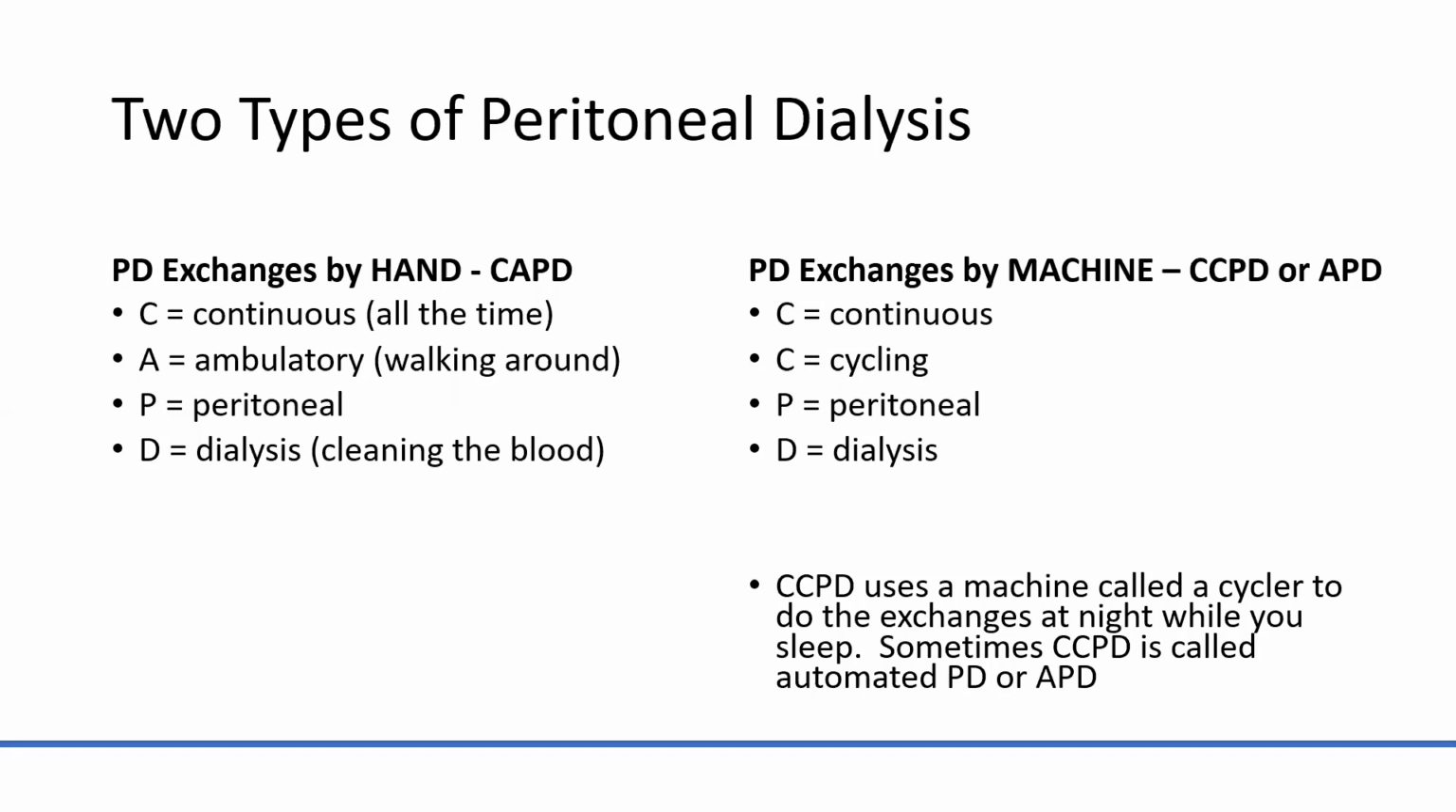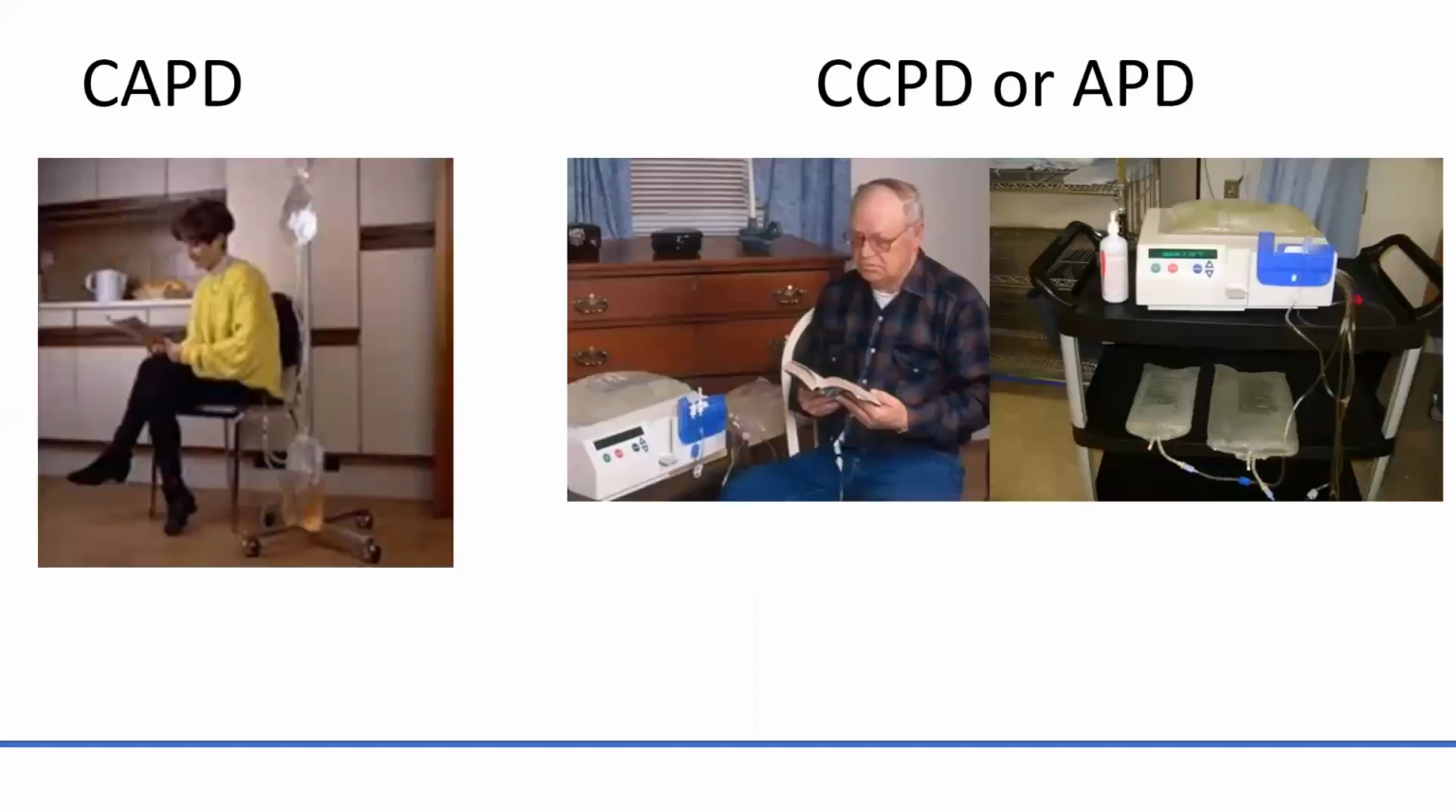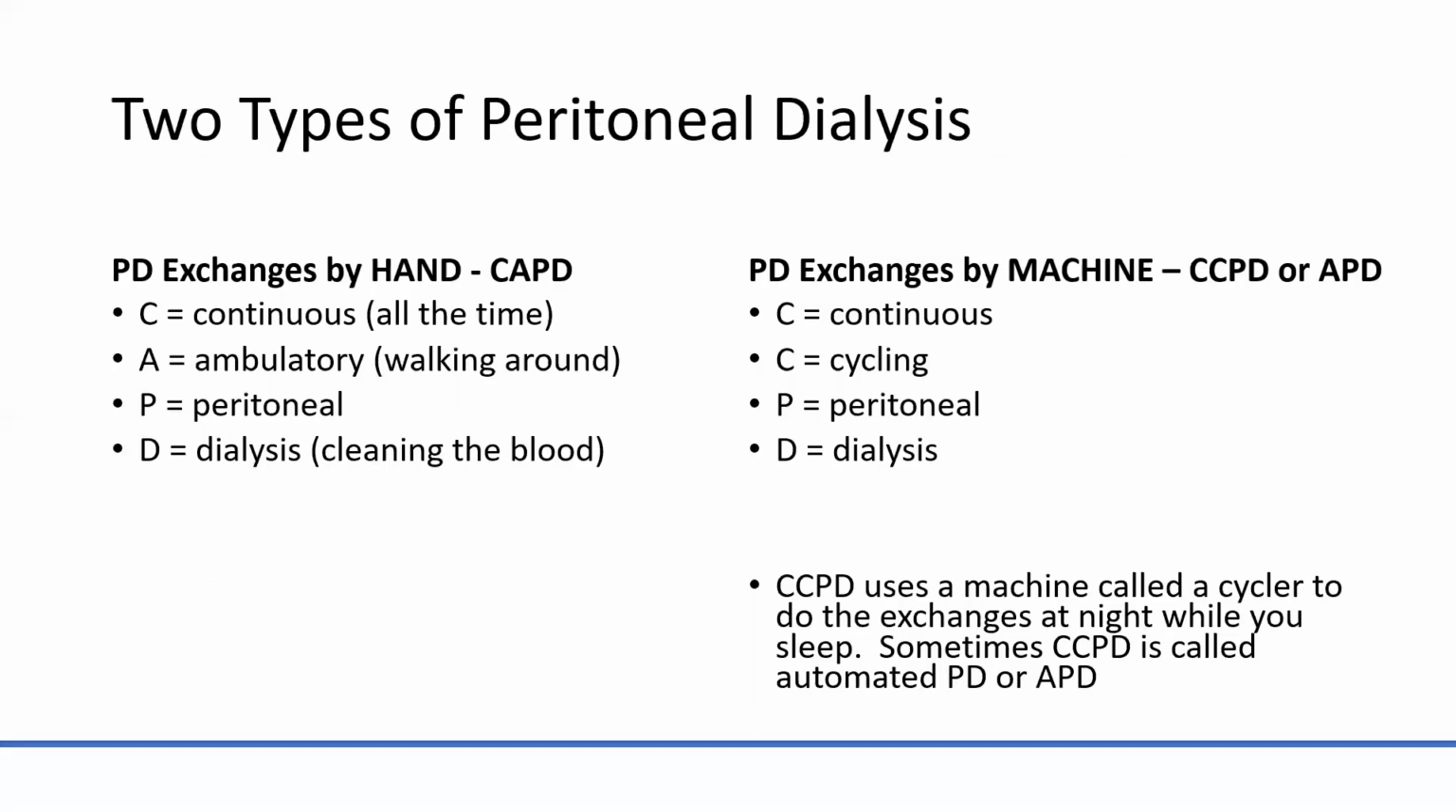The other kind of peritoneal dialysis is peritoneal dialysis exchanges by machine, or CCPD or APD. The first C means continuous, and the second C is cycling. P, of course, is peritoneal, and D is dialysis. CCPD uses a machine called a cycler to do the dialysis exchanges at night while you're sleeping. Sometimes CCPD is called automated PD or APD.